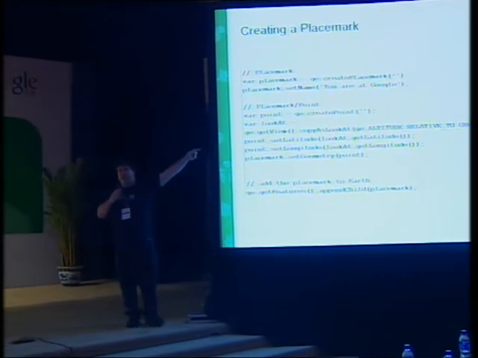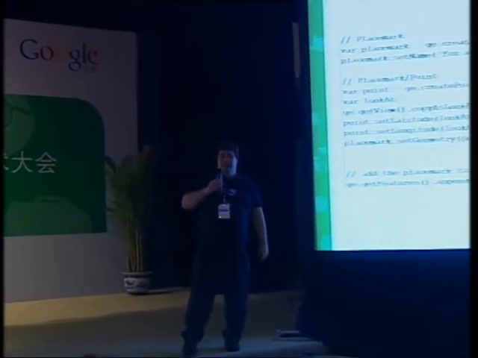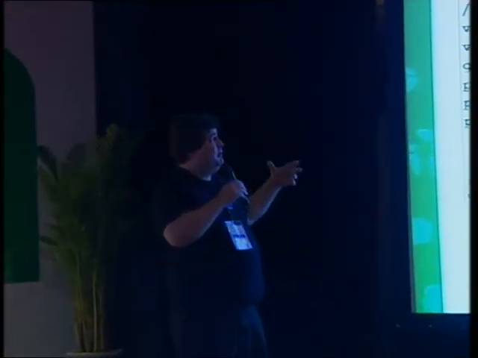Now a placemark in, I sort of misspoke earlier. A placemark in KML is not just a point, it's actually a container for a geometry. So a geometry can be a point, a line, a polygon, or a 3D model. Or it can actually be a multi-geometry too. It can contain a whole set of things. So in this case, we are creating a single point within the placemark.